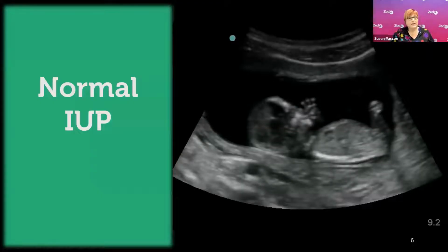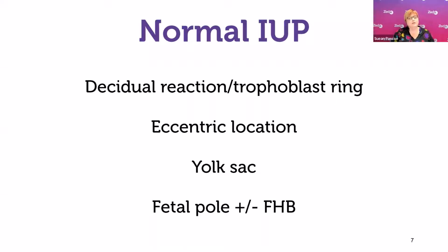So we'll start by looking at the normal intrauterine pregnancy and what the sonographic appearances are of a normal intrauterine pregnancy. The first thing we look for is the decidual reaction or the trophoblastic ring. We want the gestational sac to be eccentric in location. So not in the midline of the uterus, we want that to be burrowing into the endometrial lining. You should see a yolk sac and a fetal pole with or without a heartbeat.